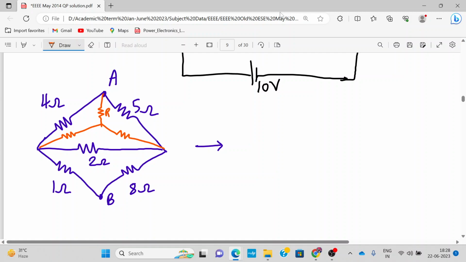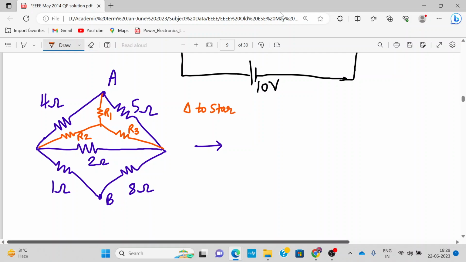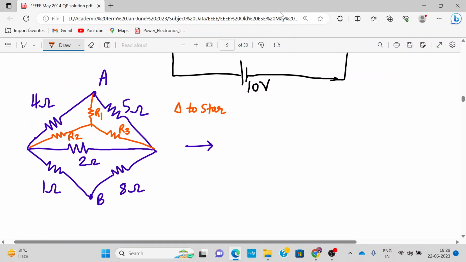Let me call it R1, R2, R3. Now, here this is delta to star transformation. Sorry, I should not write short form. Can you tell me what will be the value of R1? R1 will be 4 into 5 divided by total resistance, 4 plus 2 plus 5.